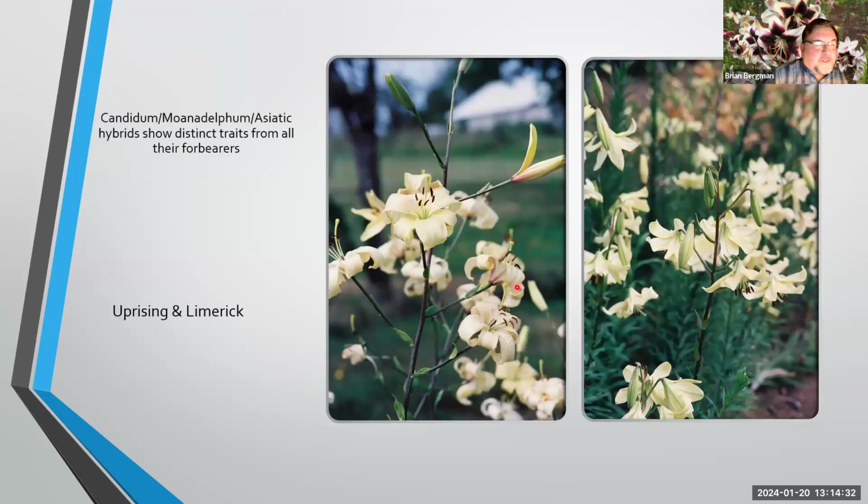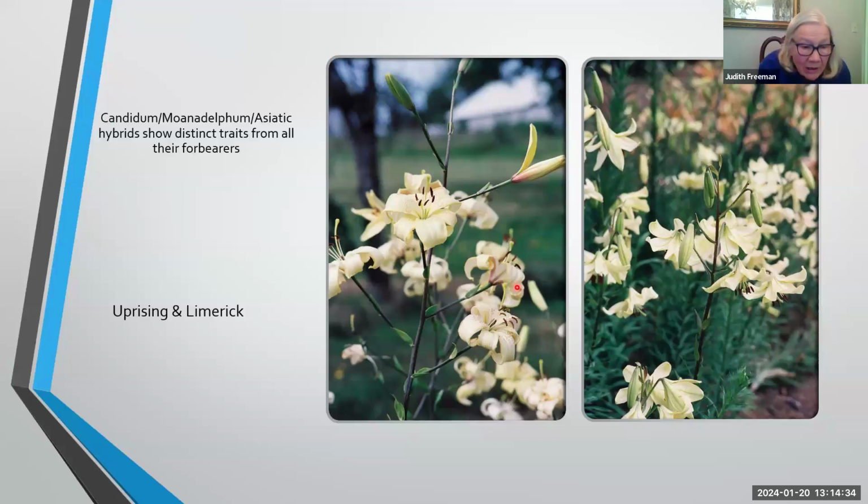Okay, and these are some of Judith's crosses. It's candidum cross monadelphum, or the reciprocal, pollinated with fertile diploid Asiatics. And you always get these pale colors. The carotenes are there, but mostly you get the pale color, and mostly you get the flower form down to out facing, but occasionally I did get a few that were up facing, and that's why I called it Uprising. And then the one on the right was distinctly greenish tinted. We called it Limerick.